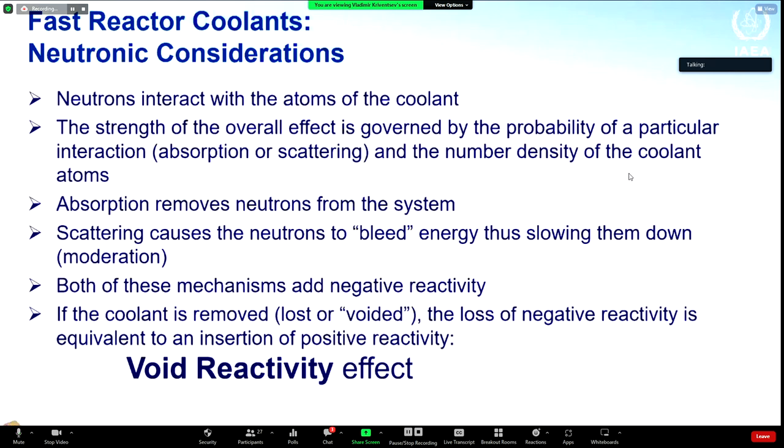So again, for fast reactor coolants, we want, first of all, not to moderate, so water is excluded in this case, and other materials have to be used. Also, if you have a relatively high absorption coefficient of neutrons, you will have a void reactivity effect, meaning when you remove the coolant, or for example, when it boils, it's called void. Void just means the coolant is removed. It's not actually void, of course. But then you have a positive reactivity effect, which can affect the safety of the reactor.